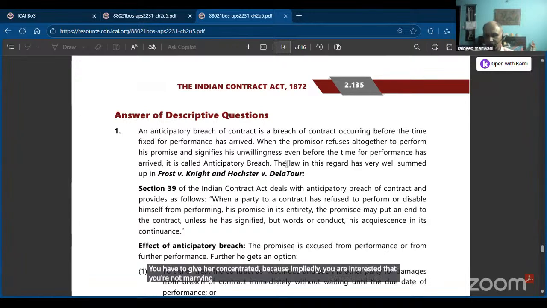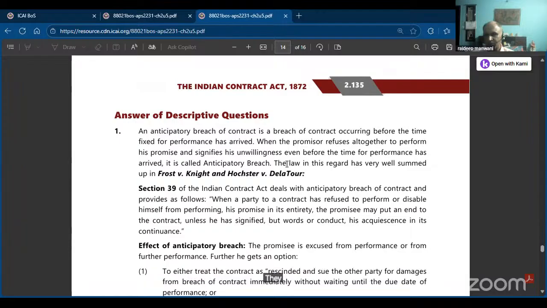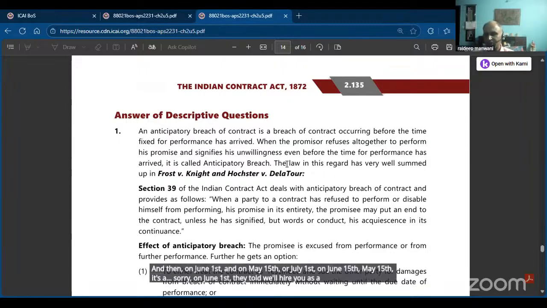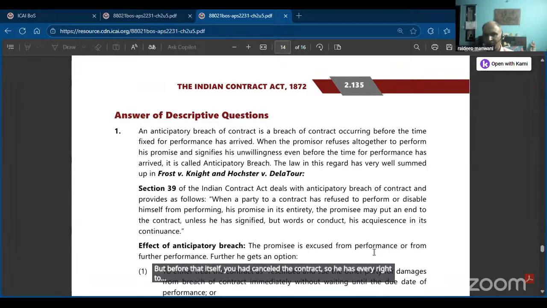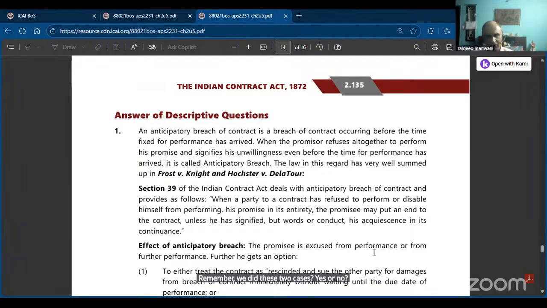And we did that Hochster versus De La Tour. They told him that we'll hire you as a tour manager from June 1st. On May 22nd itself, they canceled the contract. When he claimed compensation, they told him, no, June 1st has not yet come. But before that itself, you had cancelled the contract. So he has every right to claim damages. What can he claim? Damages. Remember, we did these two cases? Yes or no?